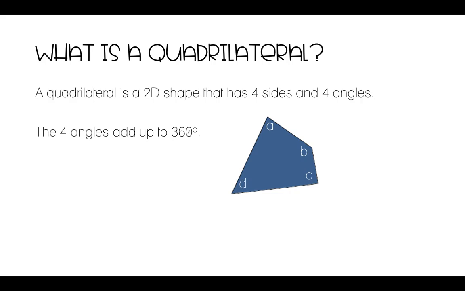The 4 angles always add up to 360. So we know in triangles, the angles add up to 180. And so in quadrilaterals, the angles add up to 360. So A plus B plus C plus D equals 360.